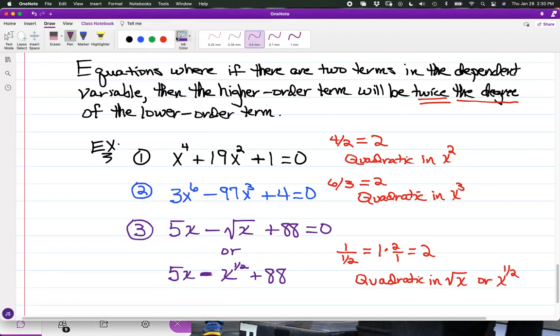Okay, so remember, the nth root of a to the m goes hand in hand with a to the m over n. So if I have the square root of x, it's like the second root of x to the first. So you have x to the 1 over 2. That's where that comes in.